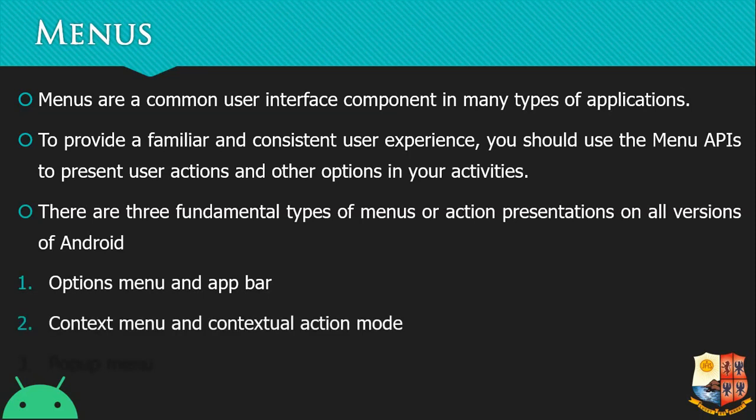Second one, context menu and contextual action mode or action bar. Last one, pop-up menu. Three menus are available in Android. Please remember, I'll try to access all these in one program or another so that we are exposed to all these types of menus in Android. First one is options menu, second is contextual menu, third is pop-up menu. I'll show you a diagram or a screenshot explaining all these things.